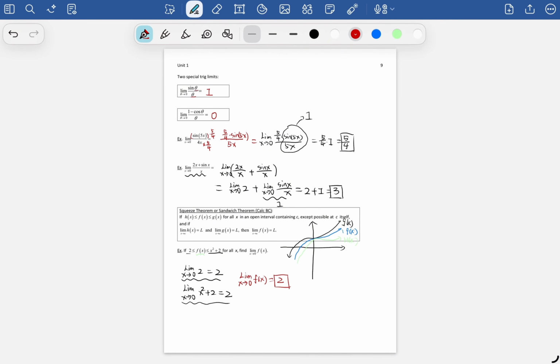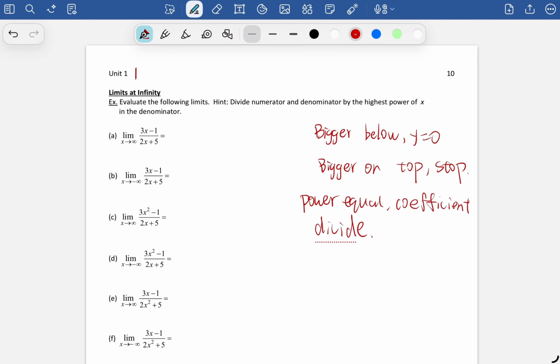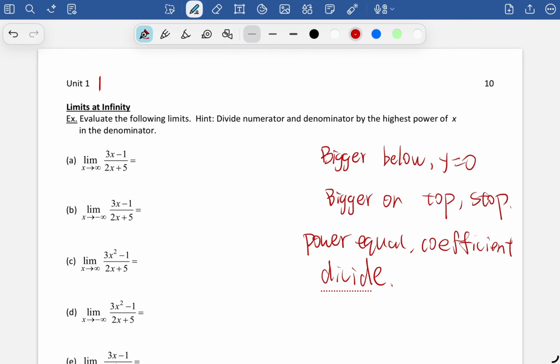Let's move on to our last topic, limits at infinity. This is more like a recap of whatever you learned in AP Pre-Calculus. Of course, you learned that if the bigger power is in the denominator, the limit of the whole thing, or the horizontal asymptote, is y equals 0. If they're equal, divide the coefficients. If it's bigger on top, you can see the pattern, or use synthetic division or long division to see.